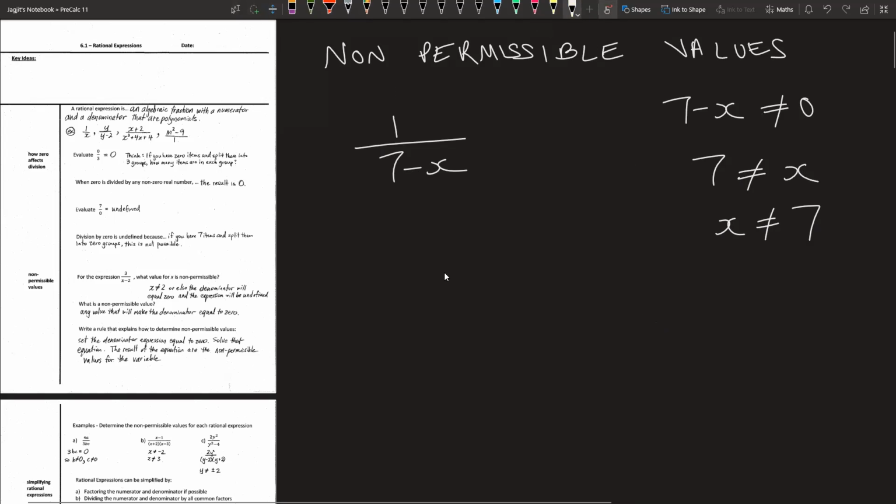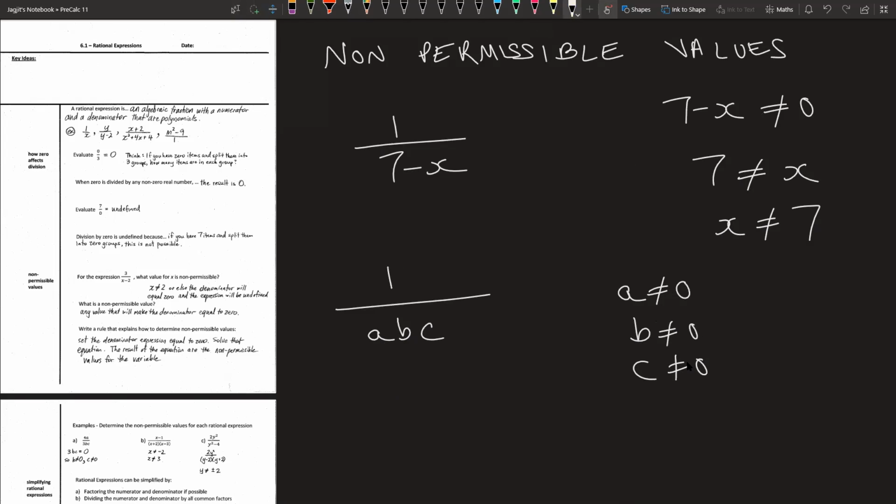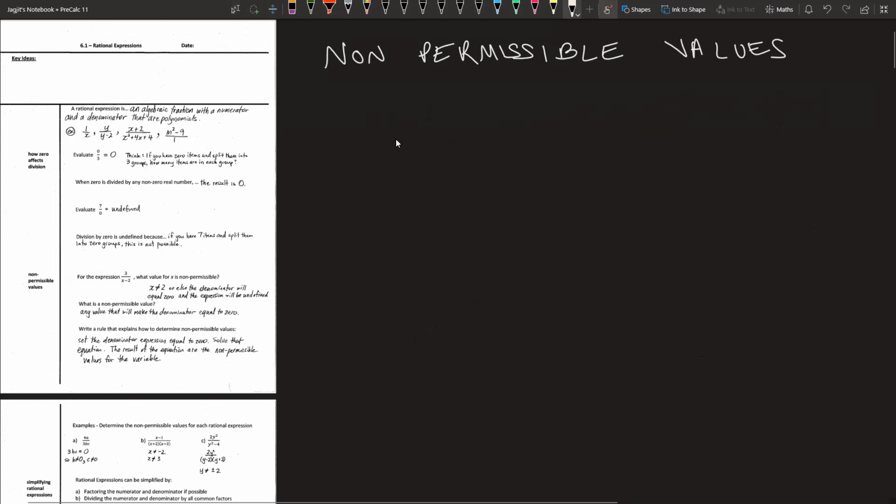Now, sometimes they might give you multiple variables such as a, b, c. So now you have 3 variables. You would say first, your a cannot be equal to 0, your b cannot be equal to 0, and your c cannot be equal to 0. So if you have multiple variables, you need to tackle each one of them. Okay, let me give you a couple more examples.